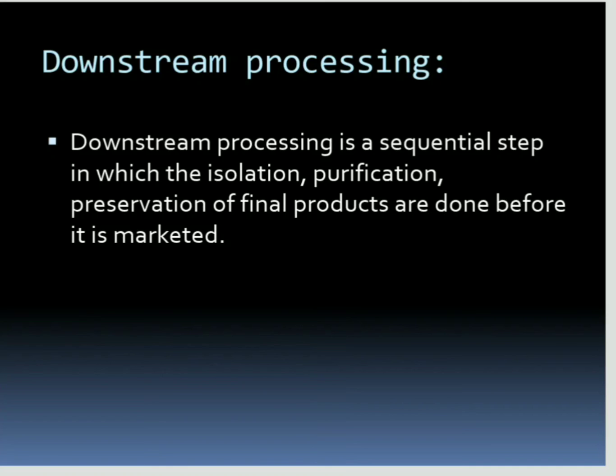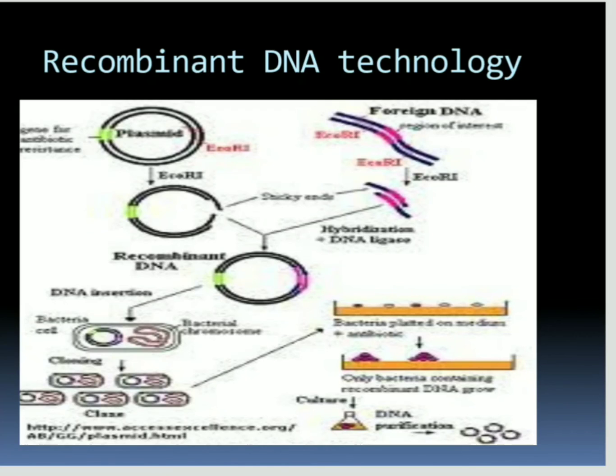The last step is downstream processing. It is a sequential step in which the isolation, purification and preservation of the final products are done before it is marketed. So we take the plasmid and the desired foreign gene, and insert it into the vector using the ligase enzyme. By mixing these two, we form the recombinant, with the foreign gene inserted into the host.